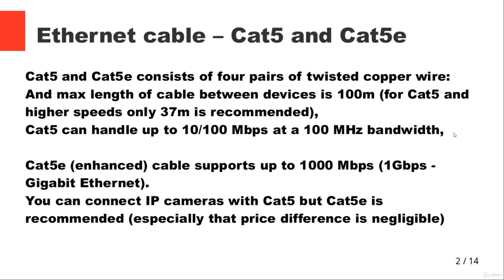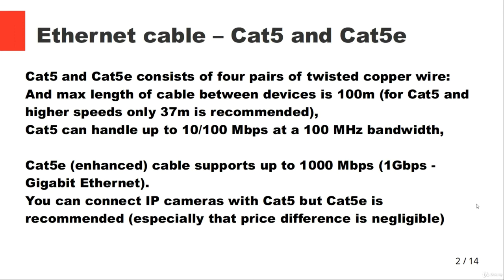Cat5e, which is enhanced, supports up to 1000 megabits, which is 1 gigabit per second. You can connect IP cameras with Cat5 because for most cameras the megabits per second are below 10, but Cat5e is recommended because the difference in price between them is negligible.